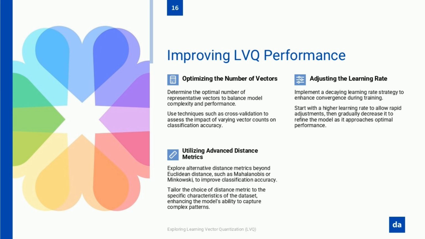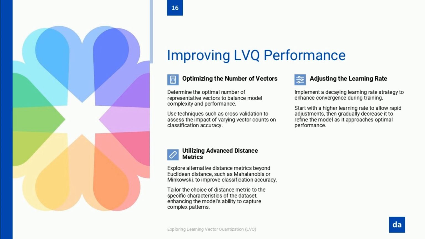First things first, optimizing the number of prototype vectors. If we use too few, the model oversimplifies the data, missing important patterns and leading to misclassifications. If we use too many, the model becomes too complex, slowing down training and potentially overfitting. The trick is to find the sweet spot, often through experimentation and cross-validation. Think of it like tuning a musical instrument. Too tight or too loose and it sounds off. Just the right tension and everything harmonizes perfectly.